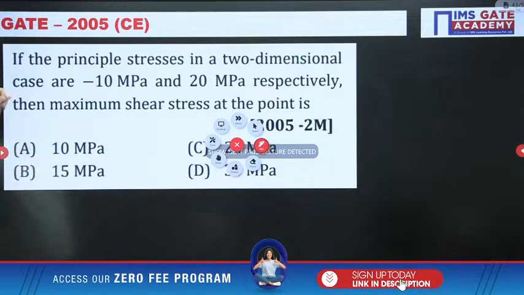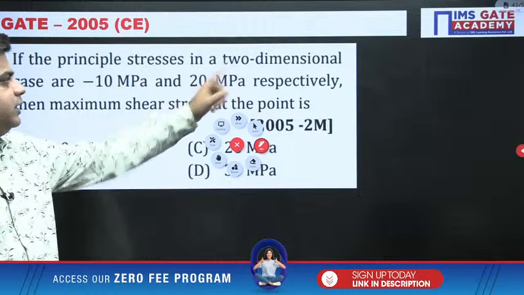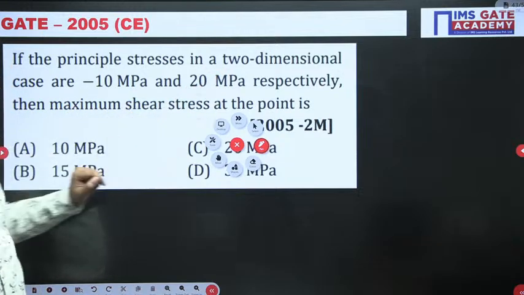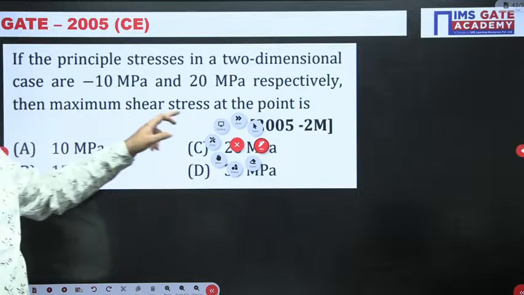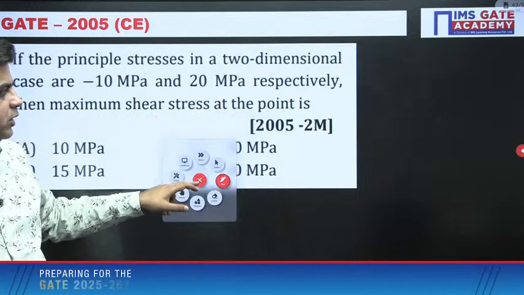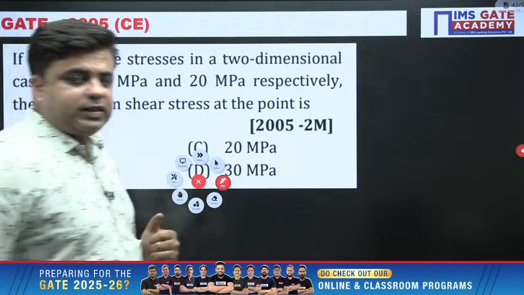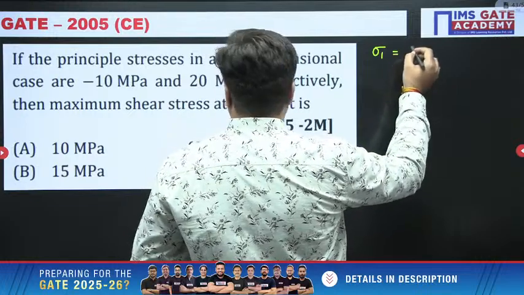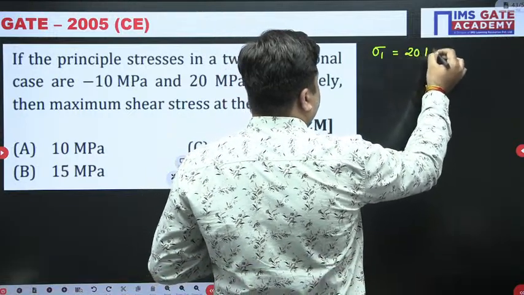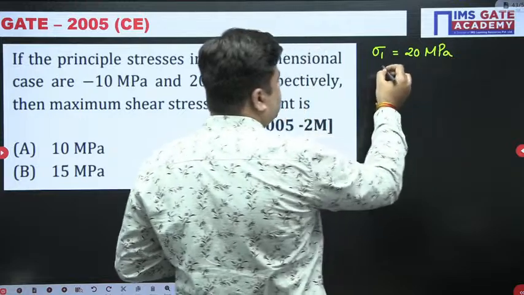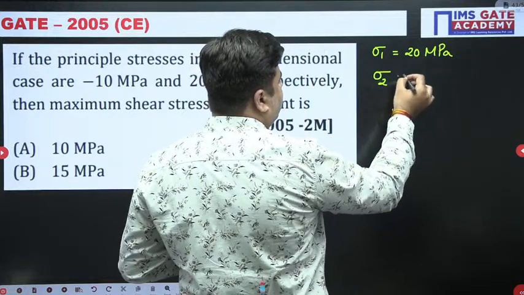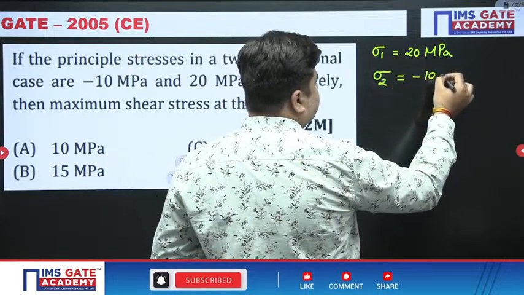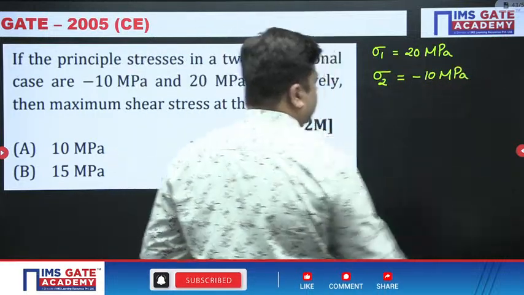This is the next question which says that if the principal stresses in the two-dimensional case are minus 10 MPa and plus 20 MPa respectively, then the maximum shear stress at the point is. So you are given the state of stress. The value of sigma 1 is given to you as 20 MPa, and the major principal stress is 20 MPa and minor principal stress is minus 10 MPa.